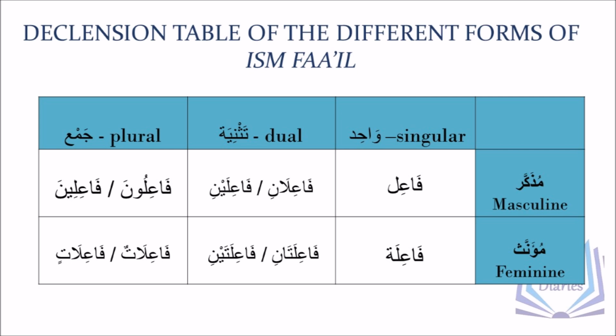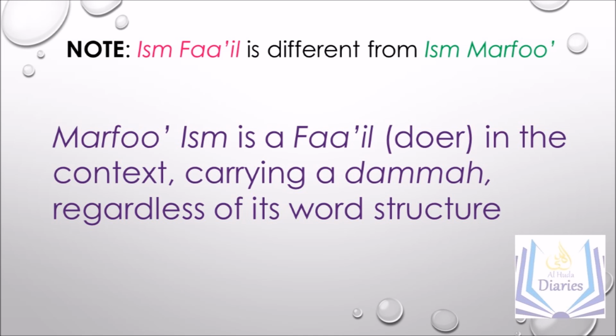So we're going to move into a more confusing topic. Listen carefully. The more you listen, the more understandable it will become. Ism Faa'il is different from Ism Marfu. Now what is Ism Marfu? We learned it in the previous lessons. Ism Marfu is from the word rafa, which is the subject in a sentence. It is doing an action as indicated by the dhamma at the end. So how is this different from Ism Faa'il? Because Ism Faa'il is also the doer of the fi'l. So let us see.